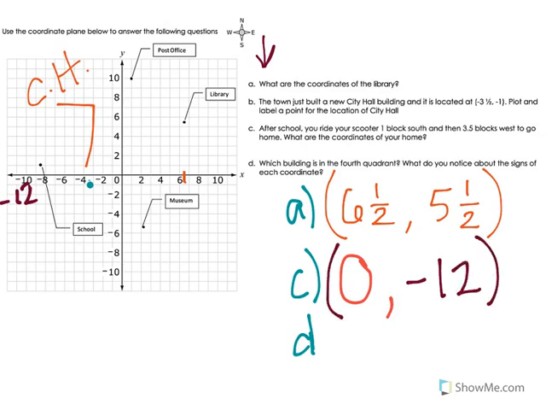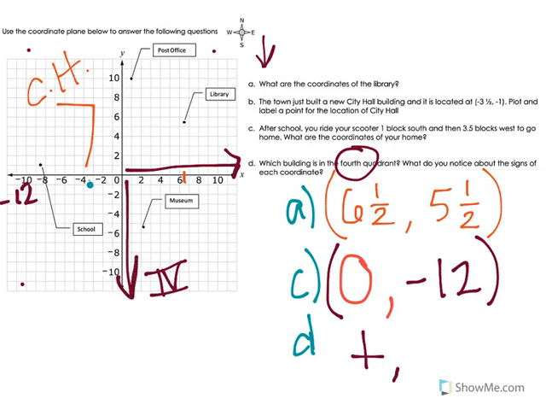And lastly, which building is in the 4th quadrant? So remember, we have 1, 2, 3, and this is quadrant 4. What do you notice about the signs of each coordinate? Okay, so I know that if I'm going to the right on the x-axis, that is going to be a positive x value. But since all of the values for y are going down on the y-axis, they are all negative. So every single ordered pair or coordinate pair in quadrant 4 has a positive x value and a negative y value.